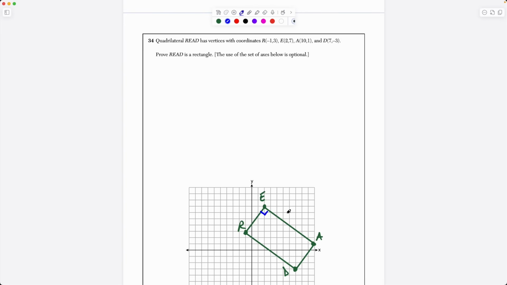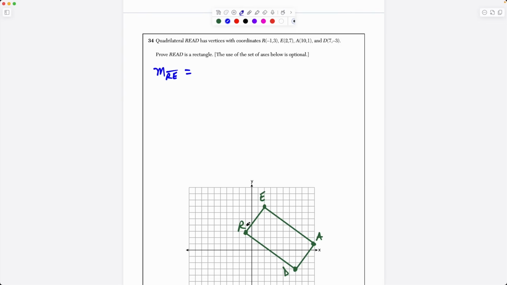But the way I want to go, I'm just going to show that we have 4 right angles here. So this just involves finding the slope of the 4 line segments. So first, I'll show the slope of RE. And when you're showing this with notation, you could say lowercase m, and then RE with the line segment symbol above it. This means the slope of line segment RE equals, and then I could use this set of axes below to find my slope.